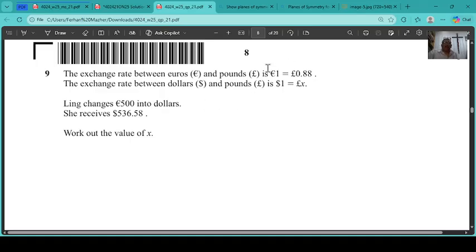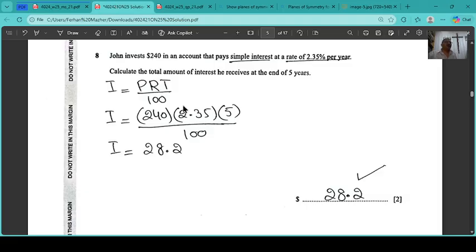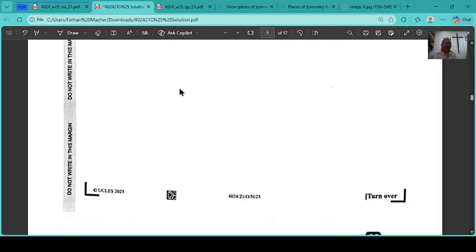Very simple, because we have the conversion given between the euro and the pound, and then the pound and the dollar. First of all, I will convert 500 euros into pounds. Then I will convert those pounds into dollars, and I already know that the dollars I will receive is 536.58. In this way, I will be able to find the value of x. Let me show you how this is done.